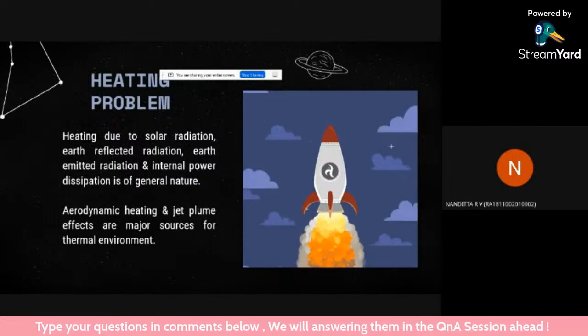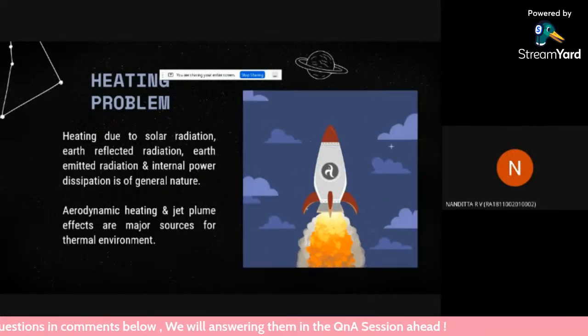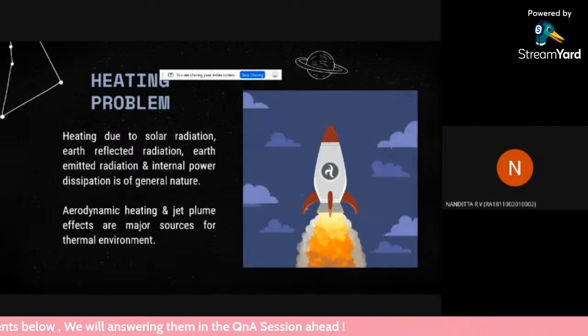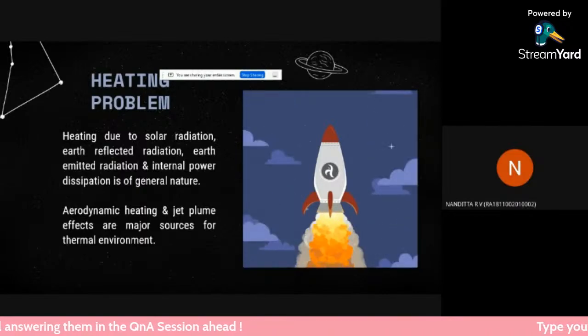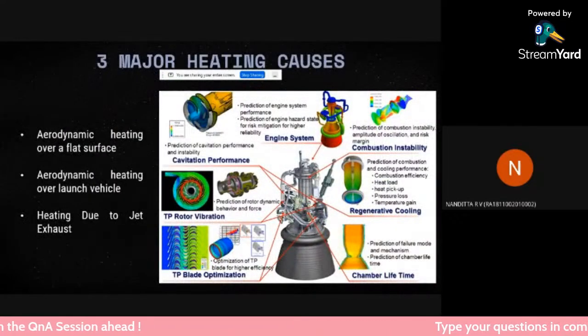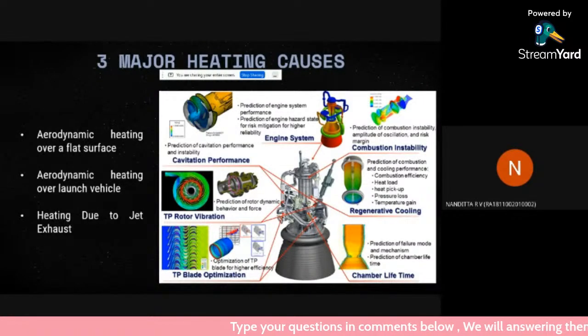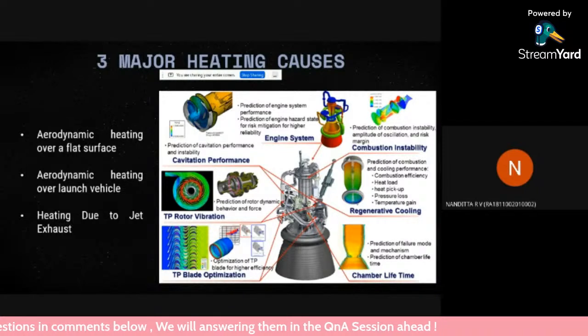That is, these are the factors which are affecting the rocket in terms of heating problems. And finally, we'll be discussing the aerodynamic heating and the jet plume effects, which are the major sources of thermal environment. So these are the three heating causes. First is the aerodynamic heating over a flat surface. Next is the aerodynamic heating over a launch vehicle when it is being launched. And finally, the heating due to the jet exhaust at the nozzle.